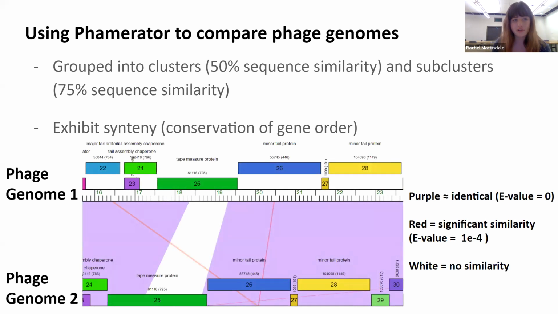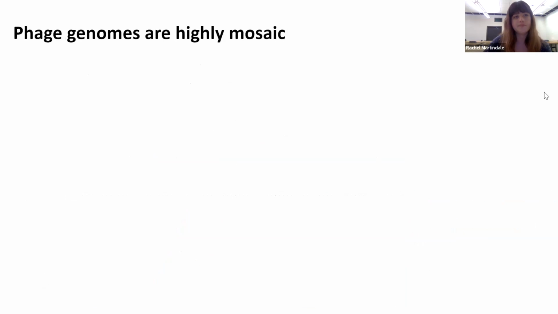So this is what a PhamRater map looks like. On the top lane is one phage genome, and then it's compared on the bottom to the second phage genome. Each box that you see represents one gene, and the colors in between indicate the sequence similarity. Purple means that the sequences in this region are identical, red means that there's significant sequence similarity, and white means that there's no similarity. And you can see the synteny in this PhamRater map too. In both of these phages, there's a tail assembly chaperone, then the tape measure protein, and then the minor tail proteins. So you can see that conservation of gene order.